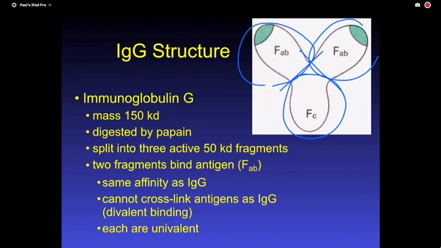The FAB binding site will bind to antigens with the same affinity as the whole IgG, but it can't what's called cross-link, meaning that a fully prepared antibody can bind to one antigen and to the other antigen and hold 2 of them together and cross-link them. If you break it apart, only one binds and the other one can bind, but they're not connected together.